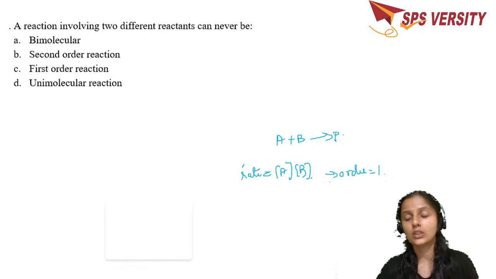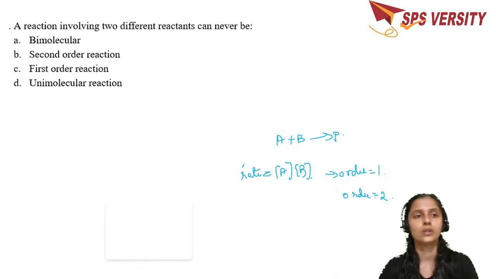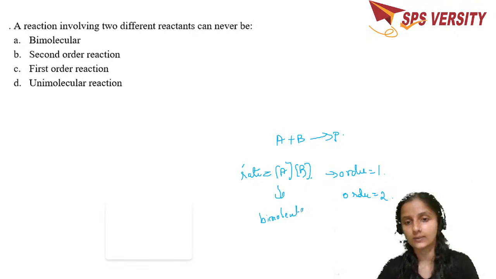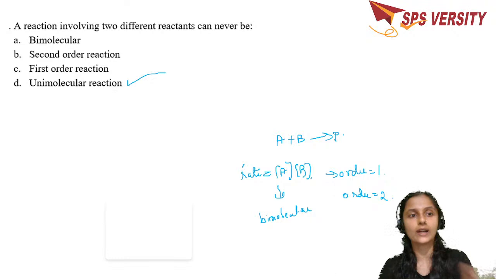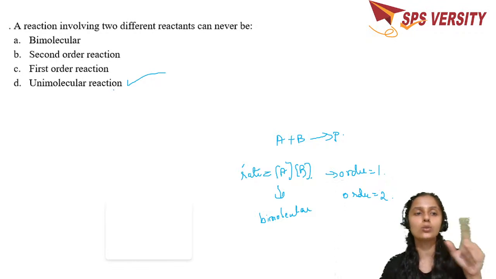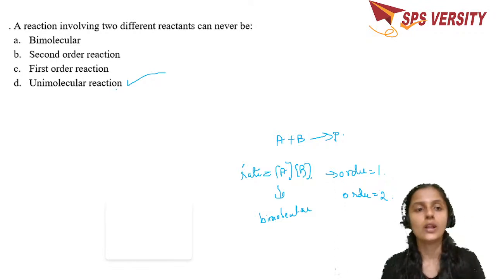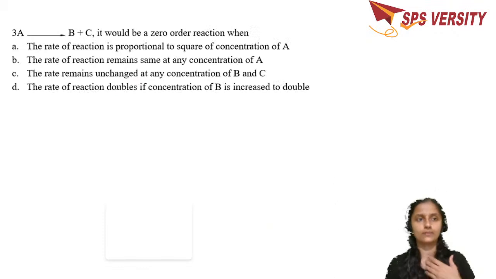It can be a second order reaction. So if both are participating, then order can also be equal to 2. It is bimolecular because there are two reactants reacting. It cannot be unimolecular. If there are two different reactants, it cannot be a unimolecular reaction. Uni in the sense one. There are two different reactants, and uni in the sense there is just one. So it cannot be unimolecular.